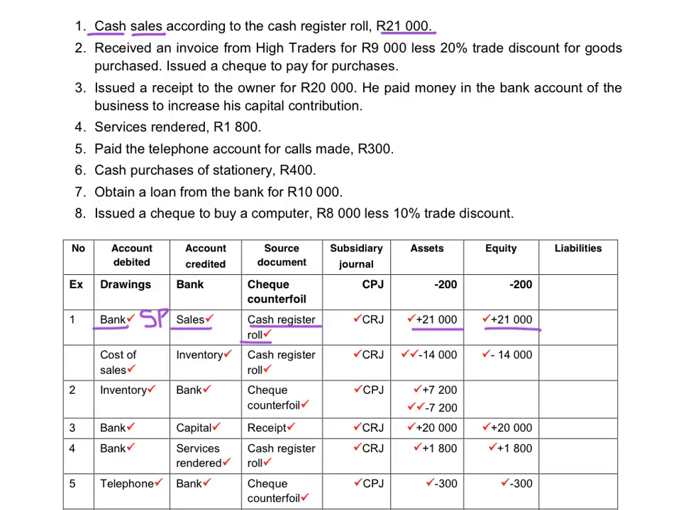Cost of sales is debited because expenses increase on the debit side. Expenses will decrease profits, so the owner will get a smaller profit, so the equity will decrease with 14,000. Assets increase on the debit side and decrease on the credit side. We are selling inventory, so we are decreasing our assets with 14,000 on the credit side. The source document is the same cash register roll recorded in the cash receipts journal.